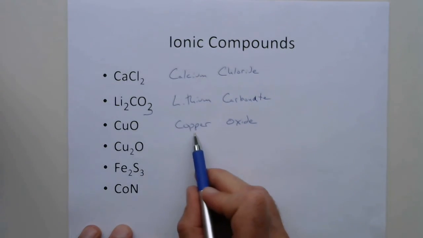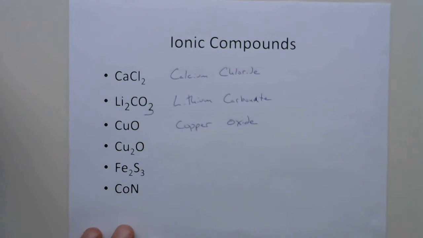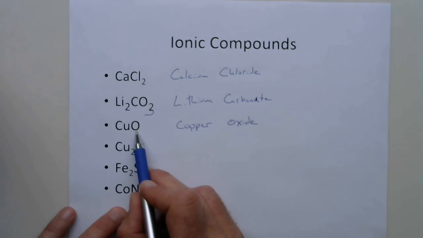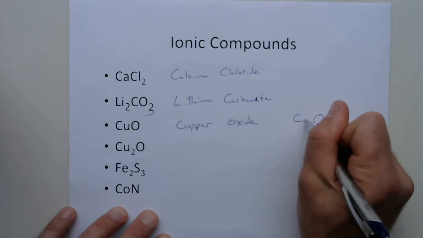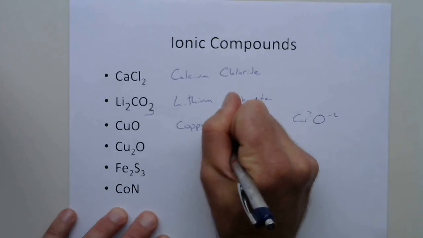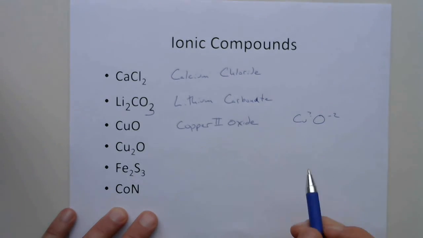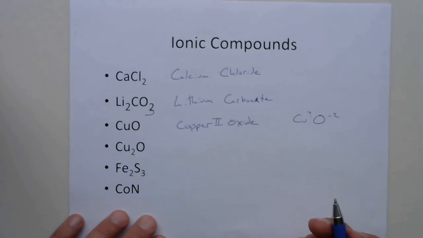This one, copper oxide. Here though, copper is a transition metal. So unlike calcium and lithium, the charge of copper varies. So this one we have to figure out what is the charge of this particular copper. We know the charge of oxygen. Oxygen has a -2 charge, and if it's paired with just 1 copper, then what must the charge of this copper have been? It must have been +2, so this has to be called copper 2 oxide. It's not how many coppers we have, it's what the charge of each copper is.